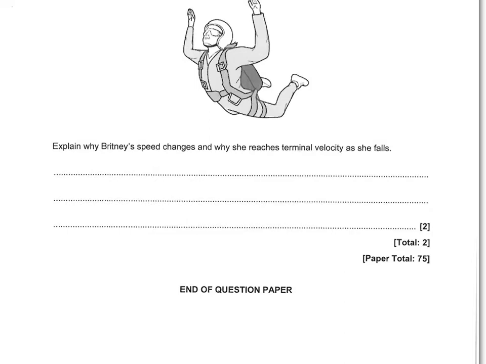First, her speed changes because her weight is higher than the drag or air resistance, but you could say gravity for weight or friction for air resistance if you wanted to. The second mark, she reaches terminal velocity because her weight then equals the drag or air resistance. So that's the end of the paper.